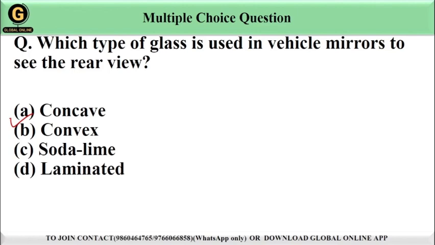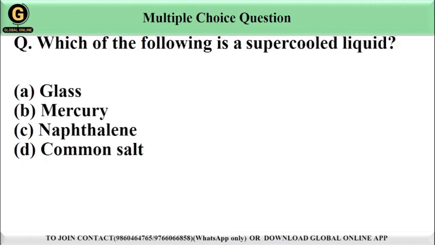Concave mirrors are not suitable as they focus light inward and would not provide a useful image for this purpose. Soda lime glass refers to a type of glass material, and laminated glass is used for safety glass but not specifically for rear view mirrors. So the correct answer among the options is convex mirror, option B. Which of the following is supercooled liquid?